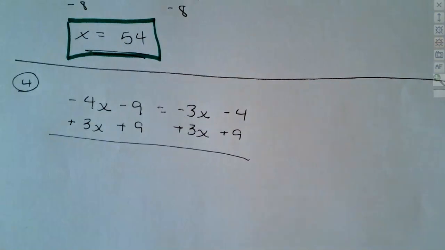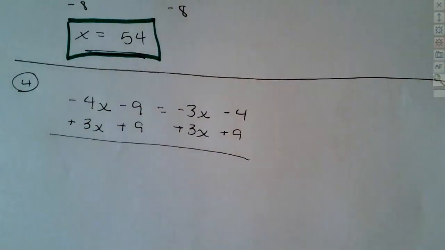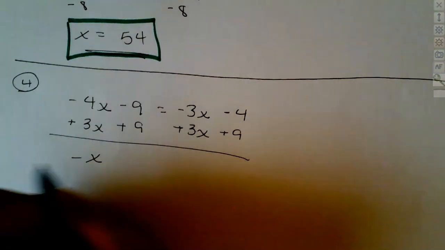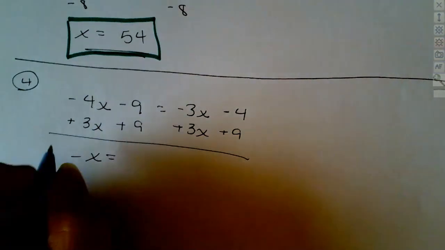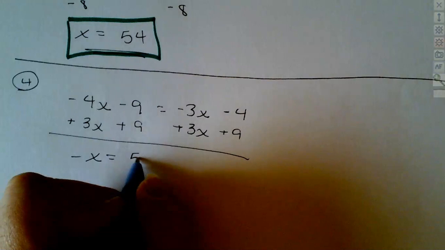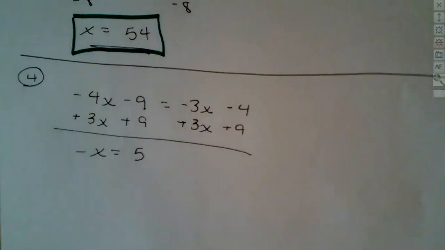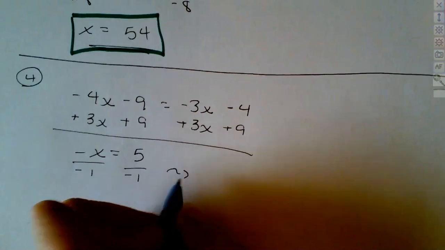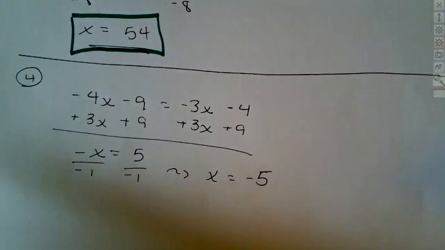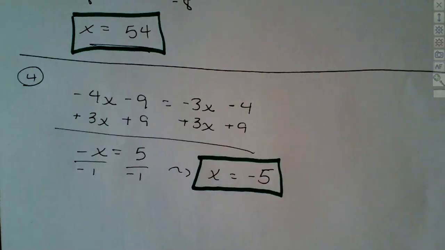That gives me then, now minus 4x plus 3x. That leaves me with a negative x. The 9's can cancel. The 3x's can cancel. And that leaves me with a positive 5. But again, we do not want a negative x value. So how do we fix that? We divide by our negative 1. And that now leaves you with x equaling negative 5. So we have solved that linear equation.